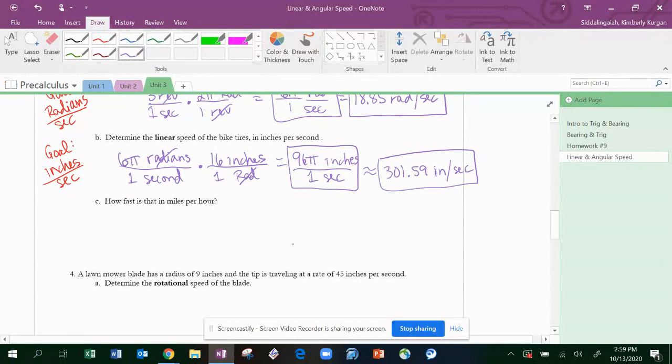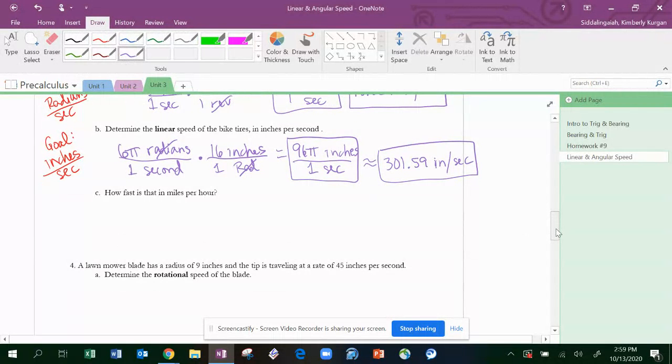Okay, last part for this problem asks how fast is that in miles per hour? So this is truly just a conversion. We could have done this even probably freshman year when we were sitting in Algebra 1, because we knew how to convert between a lot of these units. Okay, so 96 pi inches over 1 second. It does not matter what you do first. You can deal with the inches or you can deal with the seconds. You have to get to miles per hour. I find unit of time just easier to deal with.